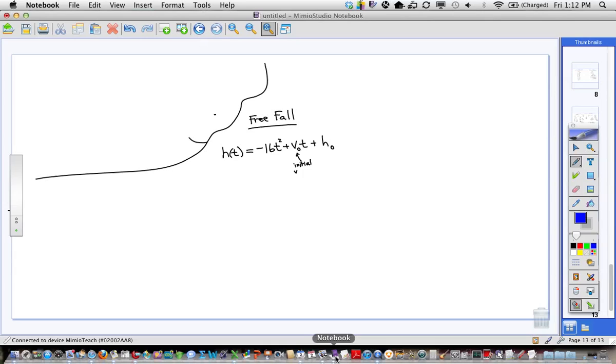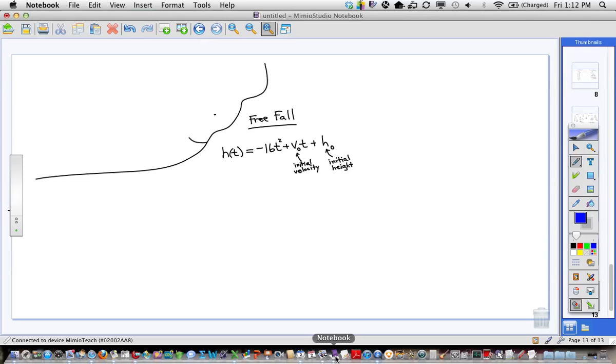So if I throw the ball in the air, or if I throw it down, it would have an initial velocity. If I just drop it, 0 would be the initial velocity. Okay? H sub 0 is the initial height, or the initial position of the object. So if I drop it from 6 feet, 6 would be the initial height.